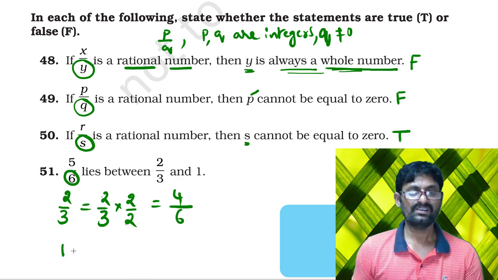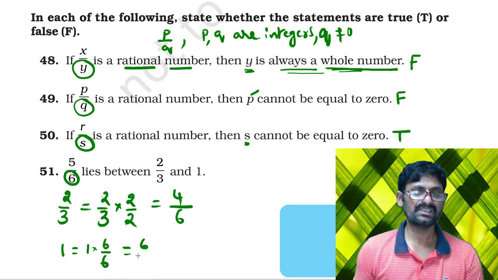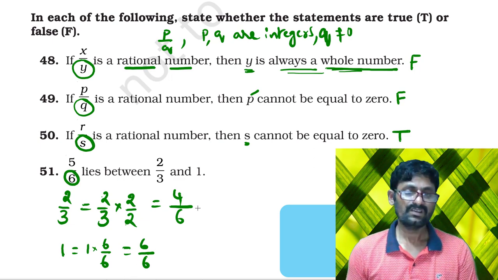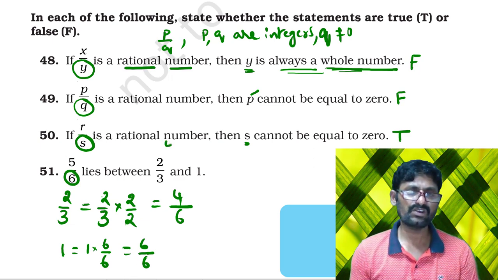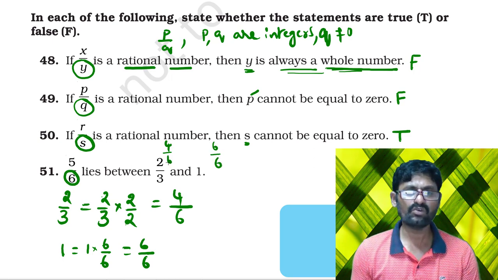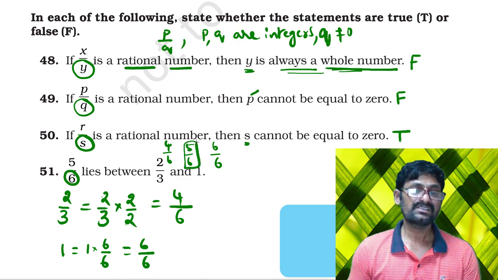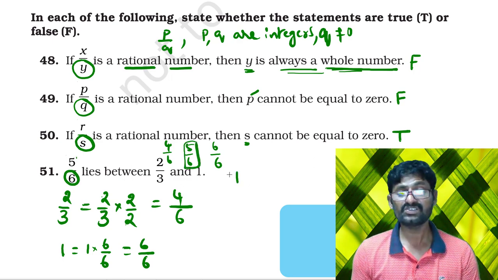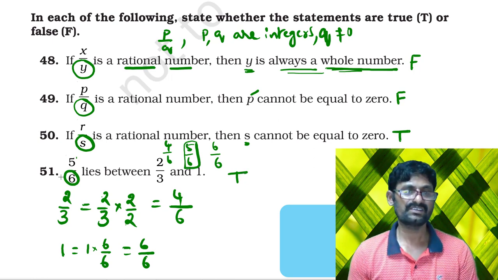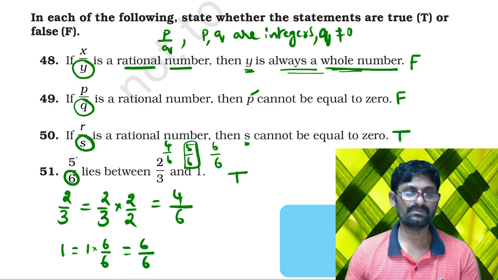Now let us take 1. 1 equals 1 multiplied by 6 by 6, which is equal to 6 by 6. Now these numbers are 2 by 3 equal to 4 by 6 and 1 is equal to 6 by 6. In between 4 by 6 and 6 by 6, 5 by 6 is there. So 5 by 6 lies between 2 by 3 and 1. This is true. Right. Let's go to the next problem.